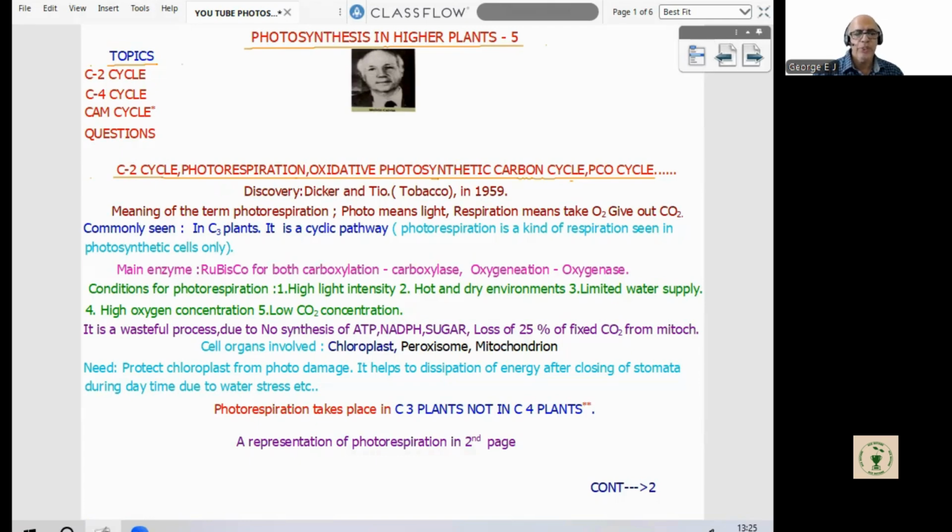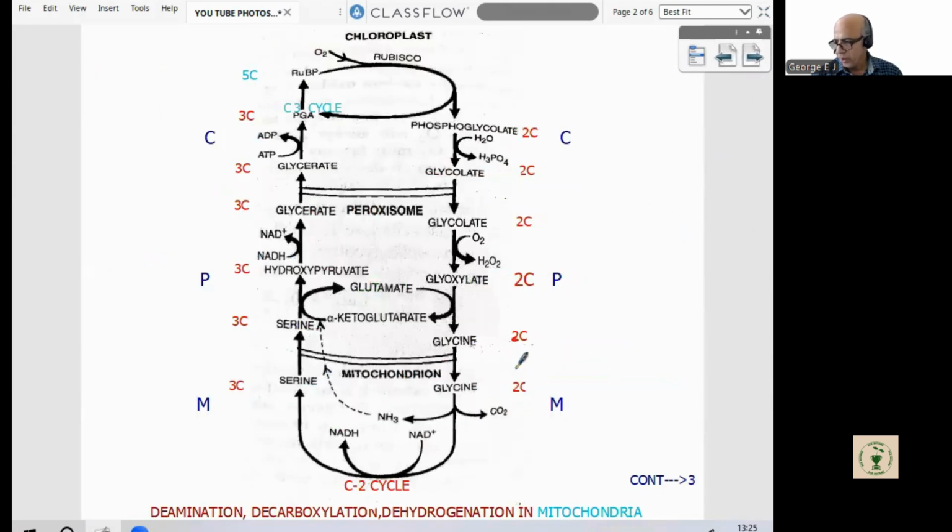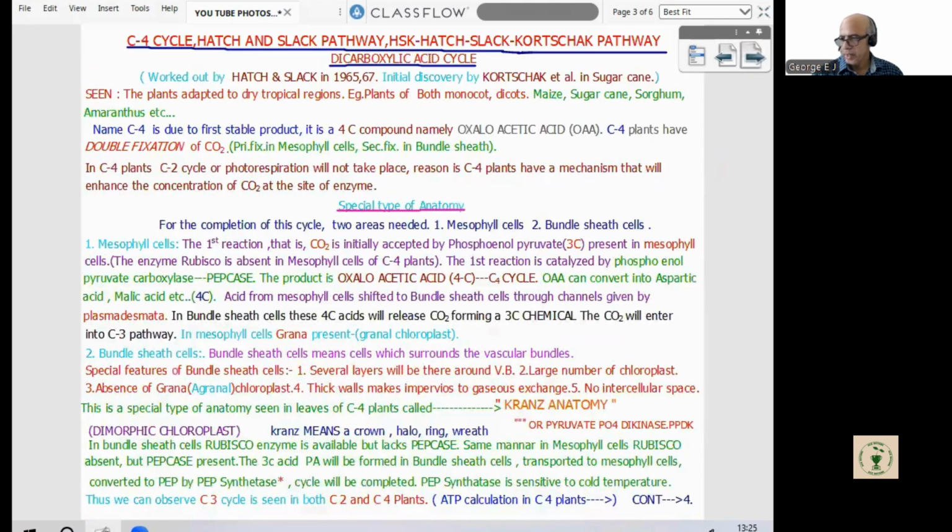Mainly 3 items: C3, C4, CAM. For C3: synonym, scientist, aim, enzymes, cell organelles involved, drawback, etc. And this is the famous diagram for it, with all these amino acids, etc. Then comes the next cycle, C4, avoiding the drawbacks of C3: Hatch and Slack, HSK, Kortschak, dicarboxylic acid cycle. Then again growing in hot conditions, with monocot and dicot typical examples. The name C4 is due to the first stable product. Double fixation will be there. A special type of anatomy called Kranz anatomy, with two areas, mesophyll cell and bundle sheath cell.